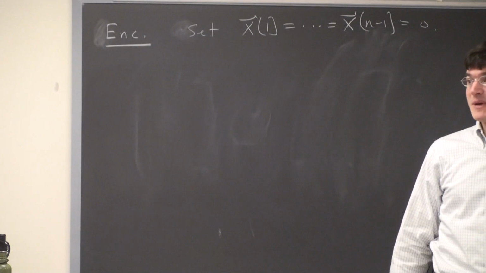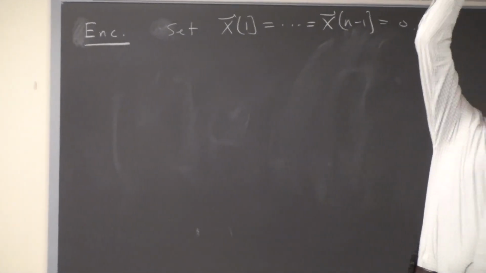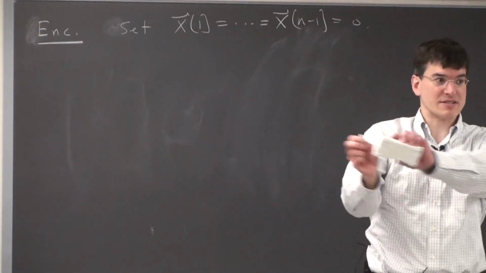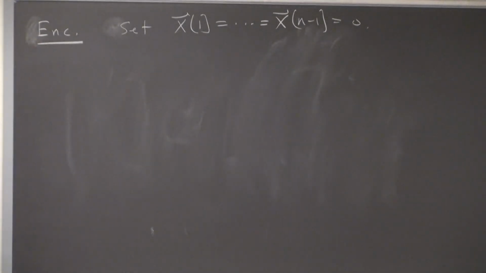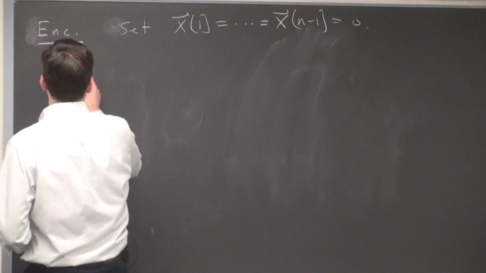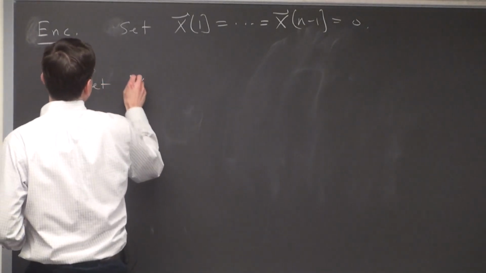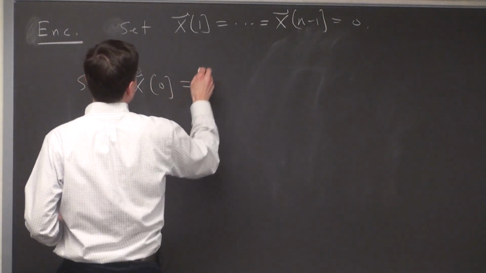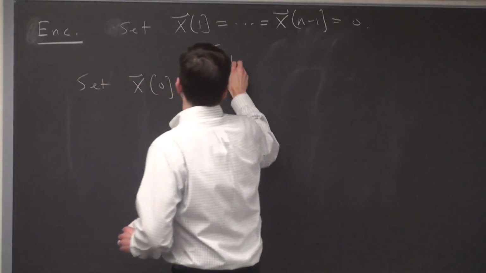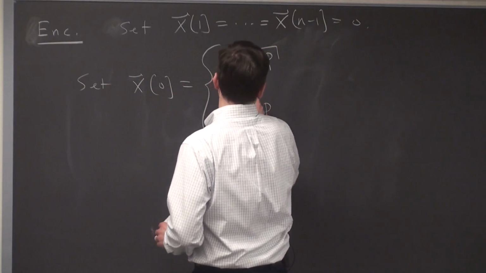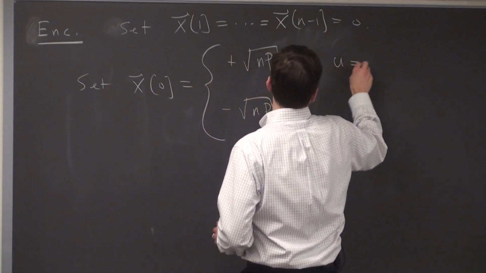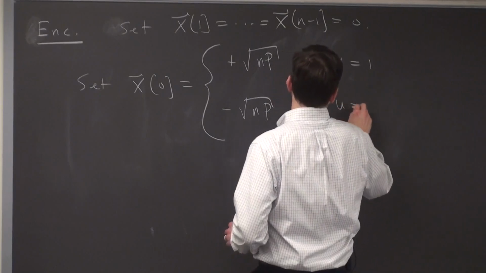So your transmission is going to be very peaky. You're going to have a big impulse at the first sample, and then you're going to send nothing forever after. You can debate whether this violates the spirit of the power constraint or not. We'll assume this is legit. So we'll set x0 to be plus square root of np or minus square root of np, depending on if the bit is 1 or 0.